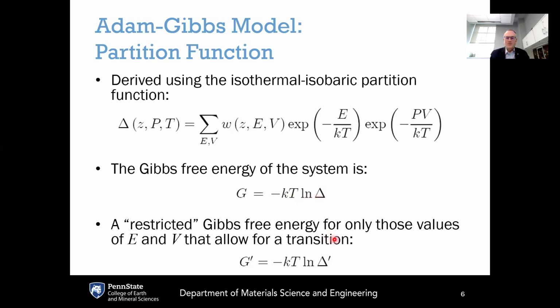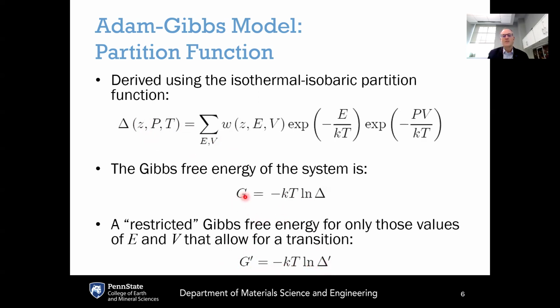So far, so good. Now, Adam and Gibbs are going to make an assumption. They're going to assume that out of all of these different microstates, there is only a restricted set of those microstates that would allow for viscous flow or allow for a transition. They called this a restricted set, and they calculated a restricted partition function, which is delta prime, where the summation in that case is only over the states that allow for viscous flow and not over the other ones. And in that case, one can define a restricted Gibbs free energy G prime based on minus kT times the natural logarithm of that restricted partition function.